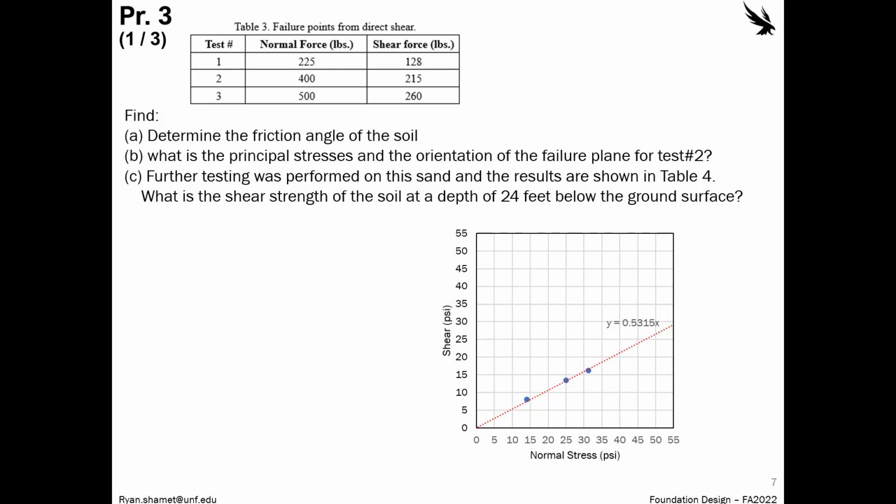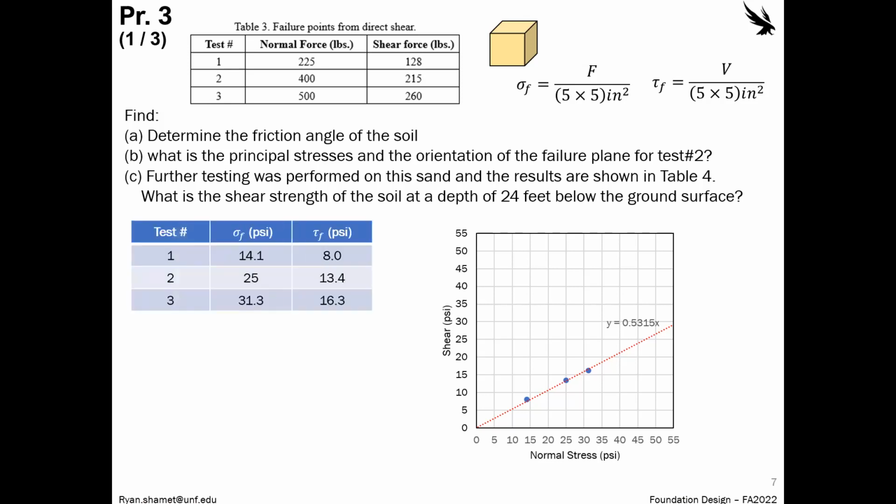So what we first need to do is calculate the stress for each one. So remember, the dimensions given to you were a 5 by 5 by 5 inch cube shear box. The normal force is shown there, and then the shear force is shown vertically. So the shearing surface and the normal force surface is 5 times 5 inch, 25 square inches. So we have to divide the normal force and the shear force by 25 square inches, each one, to get the units in pounds per square inch.